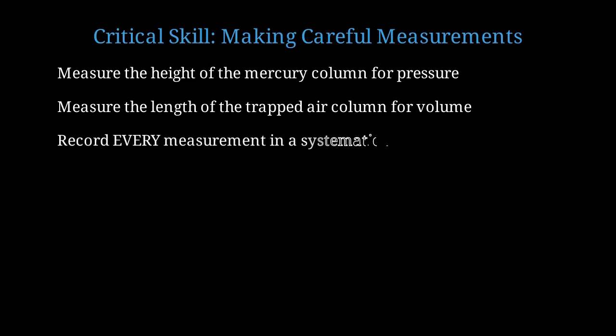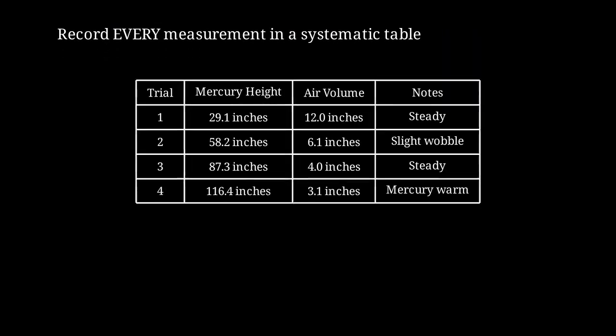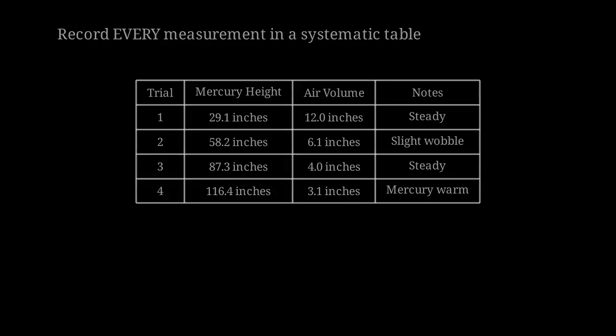Here's critical advice. Record every single measurement in a systematic table. Don't trust your memory. Write down the exact numbers immediately. Include units. Note any unusual observations. Here's what a real data table might look like. Notice the notes column. Maybe the mercury wobbled, or you noticed it was slightly warm. These observations matter because they help you identify sources of error.